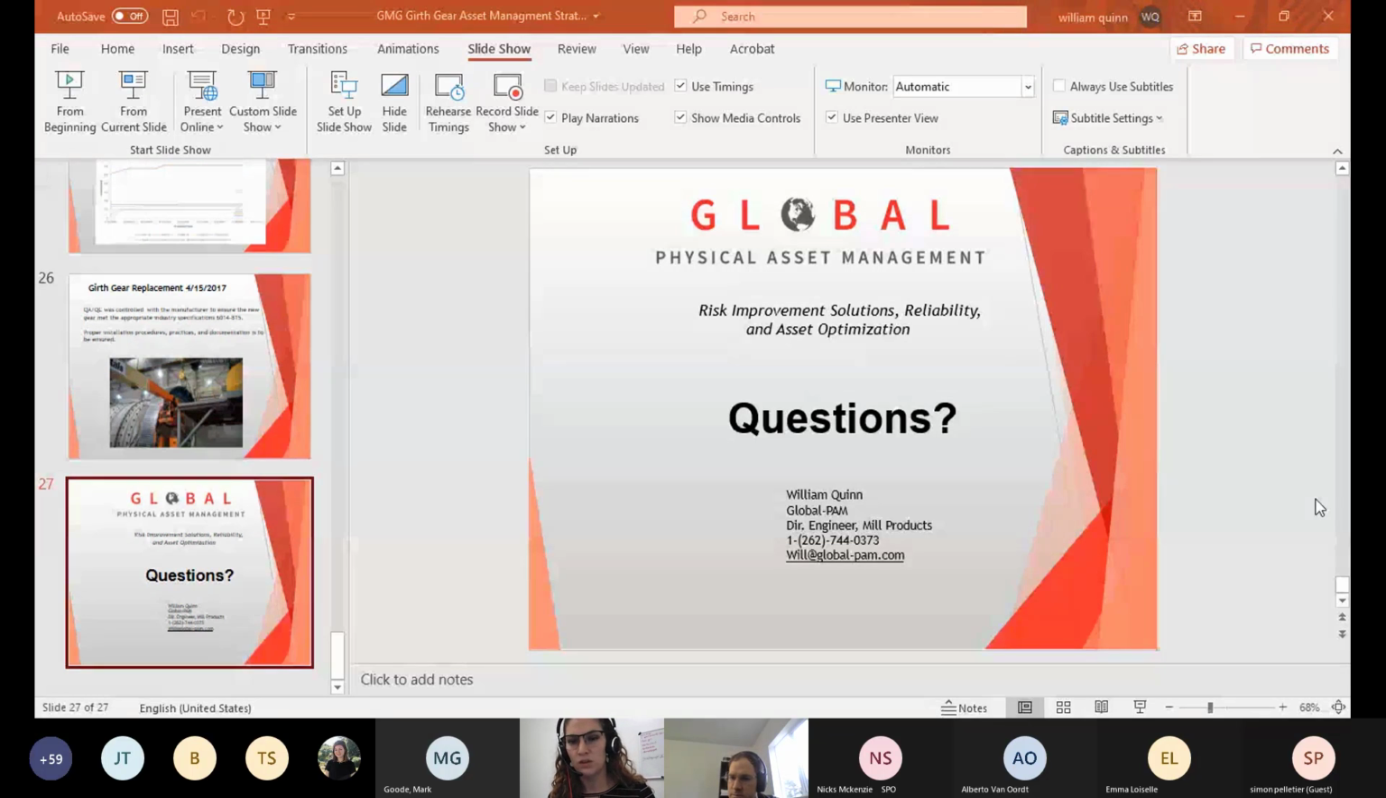Perfect. And one last question before we move into the wrap-up. A question from Graham: has there been much effort in making the actual change out of pinions and gearing more time efficient?